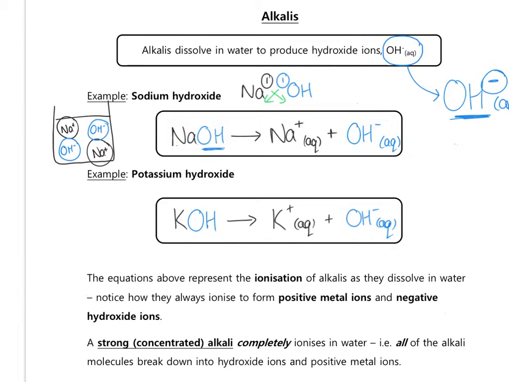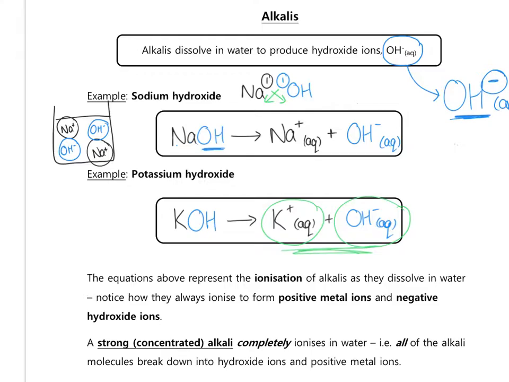Ionization, the word makes sense. I'm forming ions. Remember, ions are charged particles. So I'm forming ions from my alkalis. And they always dissolve in water to produce a metal ion, for example, potassium, and your hydroxide ion, which is what makes it an alkali.